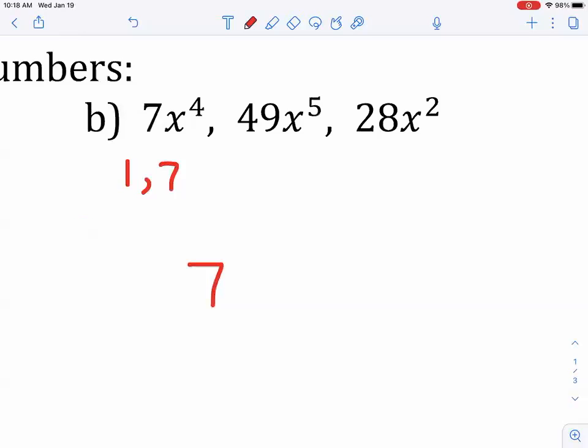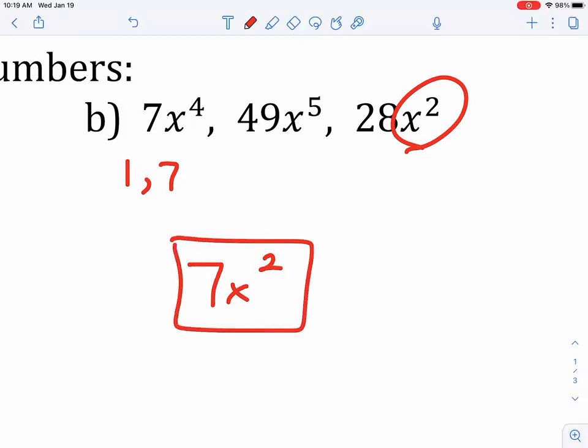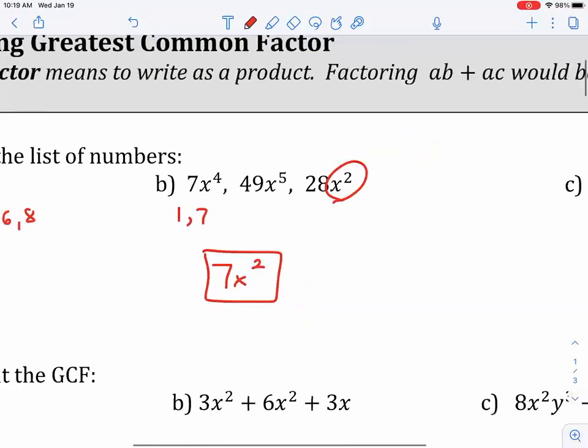When it comes to the variable, you choose the smallest exponent, which is x squared, where the GCF is 7x squared. Okay, for the variables, you always choose the smallest exponent.